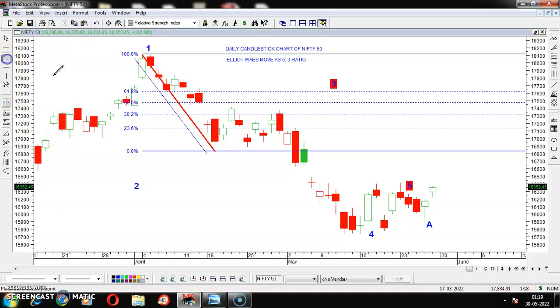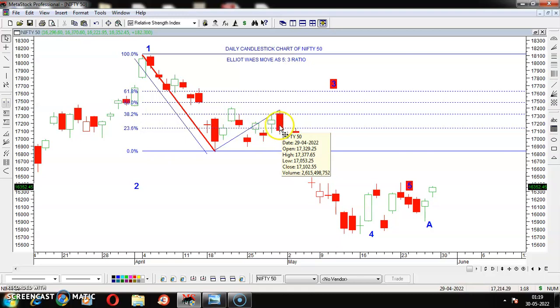Again, in the same way I have to draw the second corrective wave. I have drawn the second corrective wave over here. Right, you see, this is the red candle, that is a green candle. This is a bearish candle, this is a bullish candle. Why is it a bearish candle? Because the close is lower than the open. That's why it's a bearish candle.